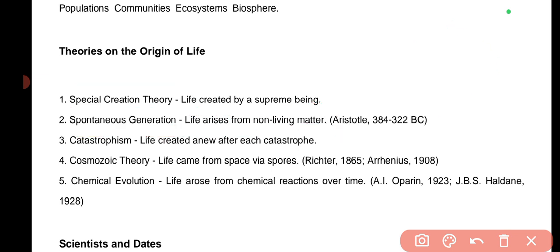Then the theory of catastrophism says that life was created anew after a catastrophe.